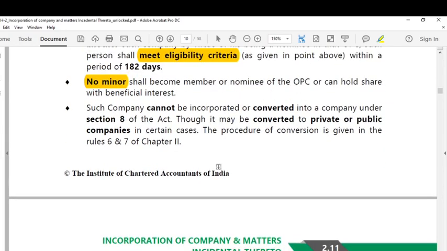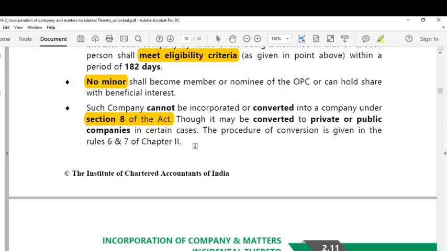And the next provision is that such a company cannot be incorporated or converted into a company under Section 8 of the Act. You know that a Section 8 company is a company with a charitable object. Which means to say that a one-person company cannot be incorporated for a charitable object under Section 8 of the Companies Act. And not only that, my dear students, it also cannot be converted into a Section 8 company. Though it may be converted into a private company or a public company in certain cases. You understand the point? It is a very, very beautiful point. You have to understand and appreciate it.